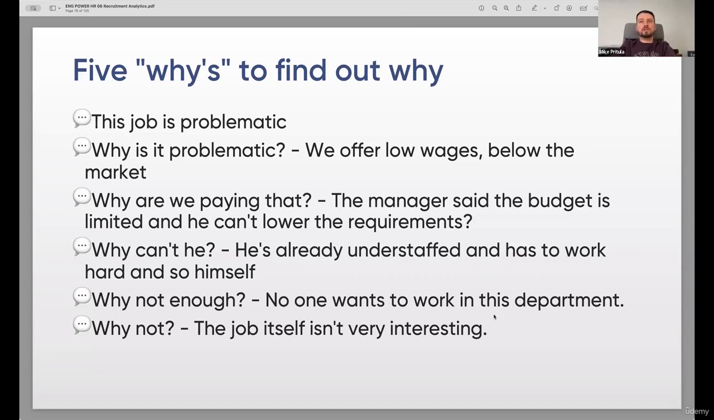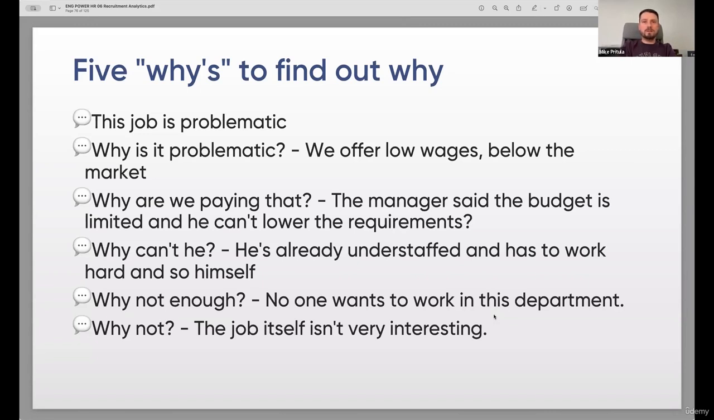We offer low wages below the market. Continue with why. Why are we paying that? The manager said the budget is limited and he can't lower the requirements. Ask another why. Why can't he? He's already understaffed and has to work hard and do so himself.